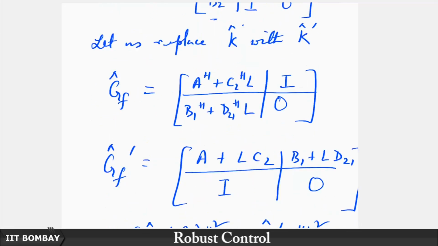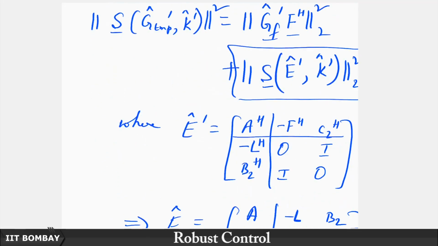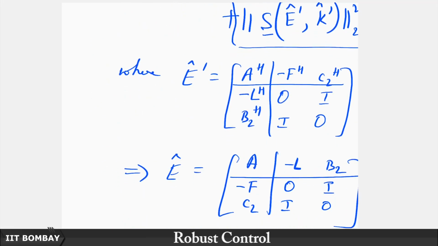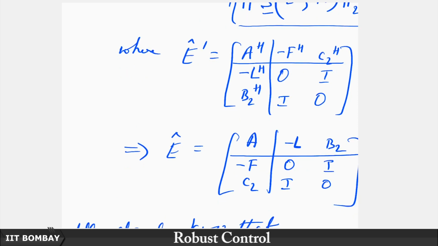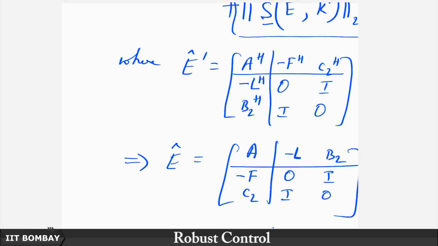Now, therefore, when you get back to this E hat, so now it makes sense. So, you get back this E hat is equal to this minus L. So, that is actually the correct interpretation. So, I had made a mistake here, please make a note of this. So, that is a correction we need to incorporate.